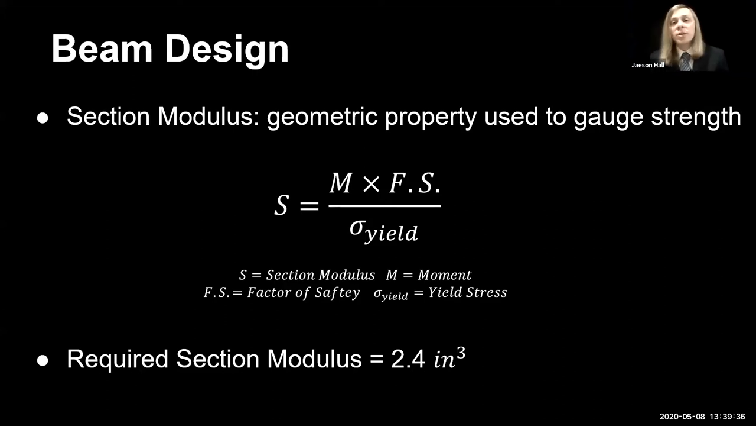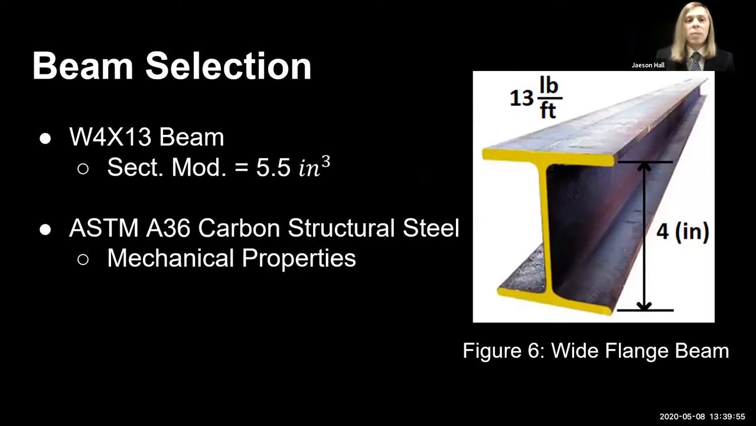We reached out to our sponsors and they expressed they wanted a factor of safety of 5. So we incorporated that into our equation. And all of this will be divided by the yield stress, which is the maximum amount of stress the beam can take before it permanently deforms. And so we've calculated the section modulus based off of those worst case loading scenarios to be 2.4 inches cubed.